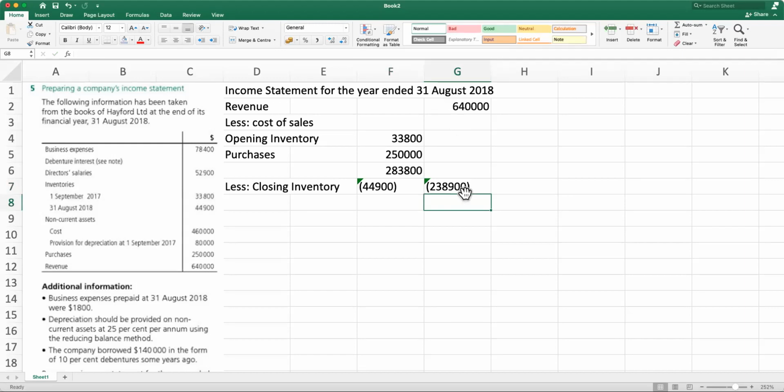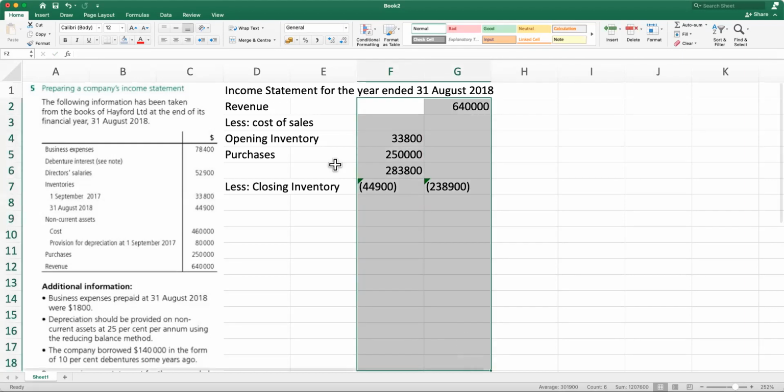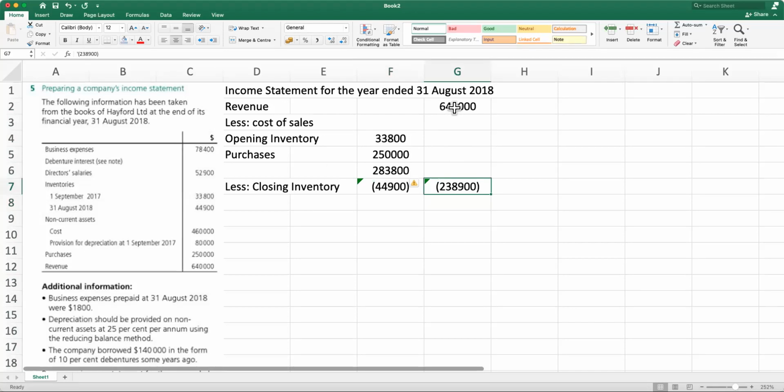So 640,000 will minus this. Everything here, let's just put it in the middle. 640,000 minus this, we're going to get 401,100. So let me just underline where there is a calculation. Here and here and here. So this is what we call our gross profit.